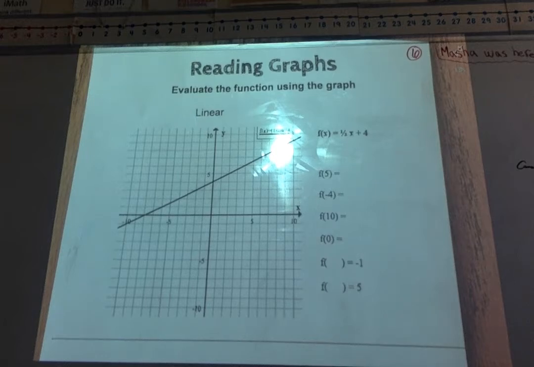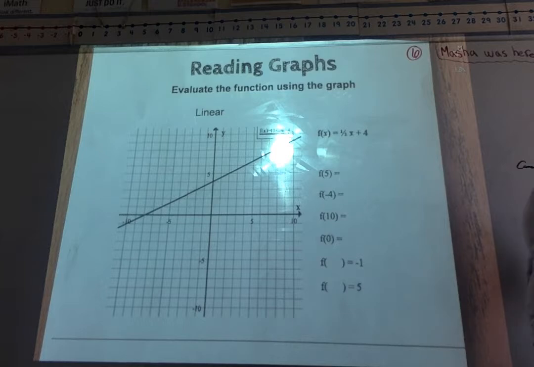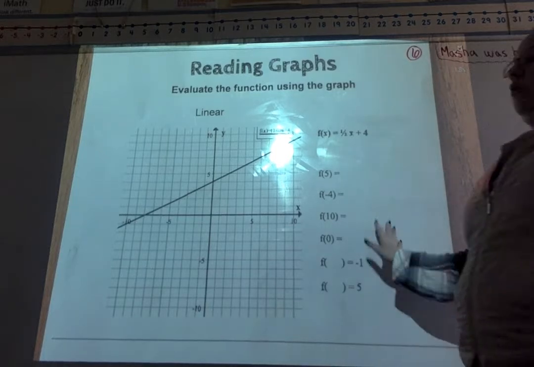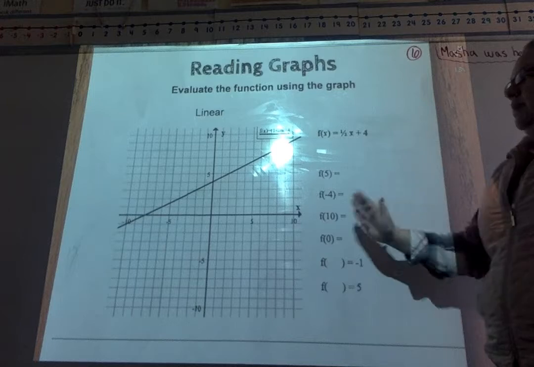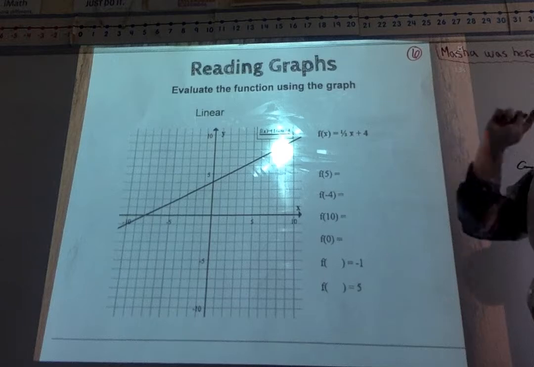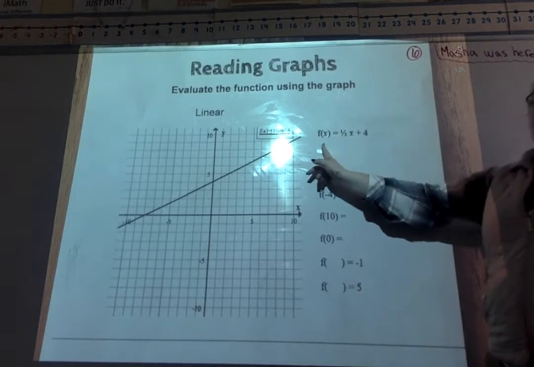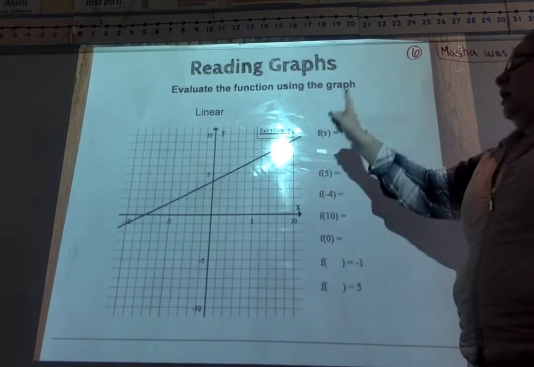Alright, so I'm about to make your life even more simple. In the case where you are given a graph of a function, what type of function do we have here? A linear one. It says right up top, linear function. Can someone read our function equation, Asa? Half x plus 4. Okay? So this part right here is going to be a question on your test on Thursday.